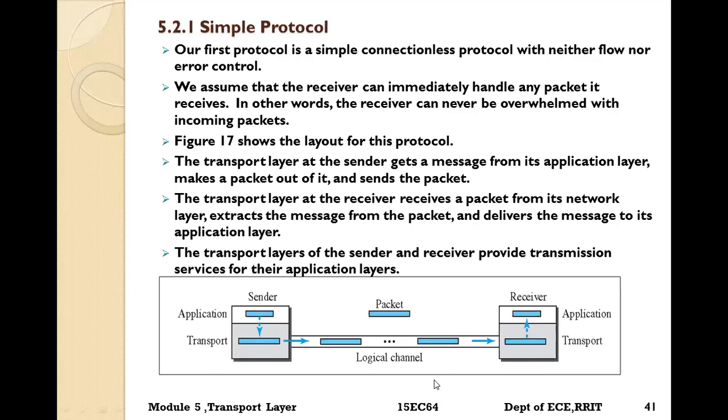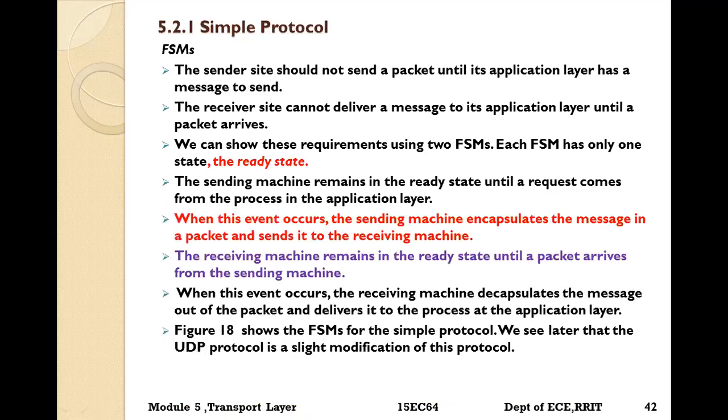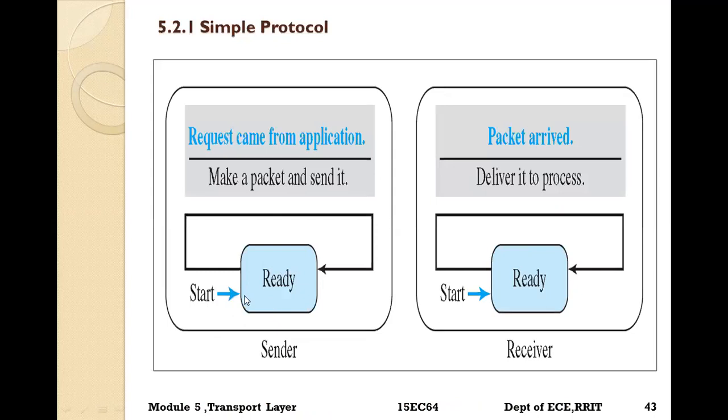So a simple protocol is used here. By using an FSM, we'll try to understand. You can see here that the transport layer is always in a ready state. Whenever a message comes from the application layer, make a packet and send it. A request came from the application layer, make a packet and send it. So it is a loop. At the receiver, it will always be in a ready state. Whenever a packet arrives, deliver it to the process, meaning deliver it to the proper application layer process. That is what it does in a simple protocol.